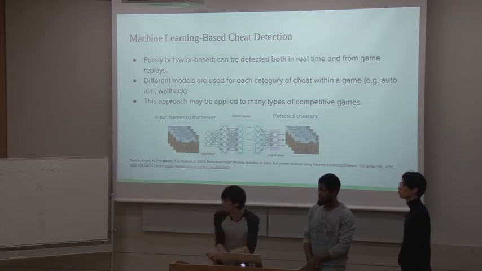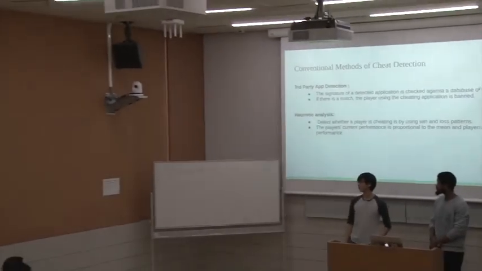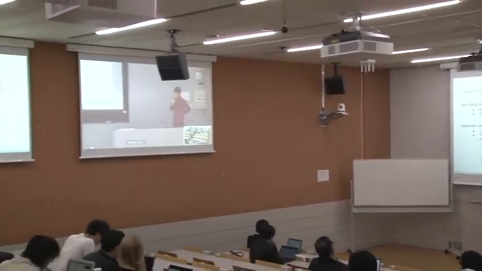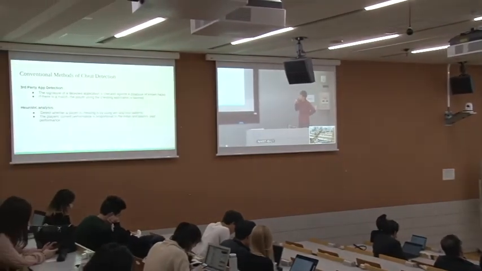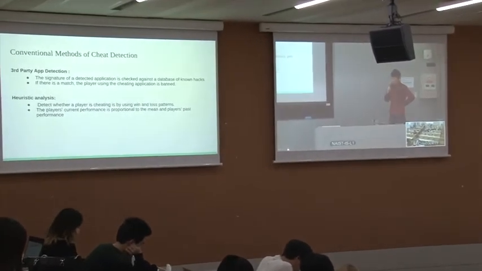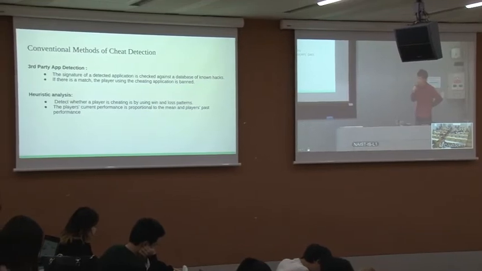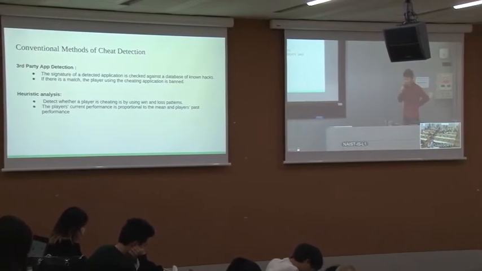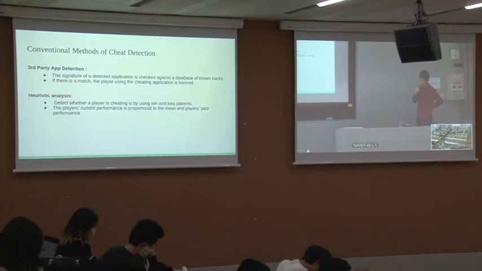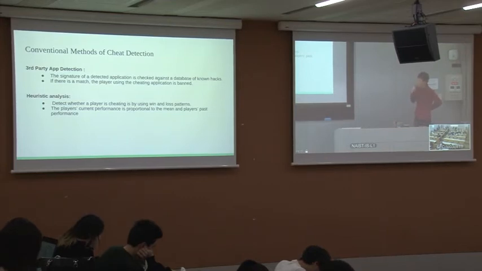Next slide, please. Conventional methods of cheat detection are as follows. One is third-party app detection, and the other is heuristic analysis. The third-party app detection performs using signature-based pattern matching, and the heuristic analysis compares player win and loss patterns to distinguish between human and machine operations. Next slide, please.